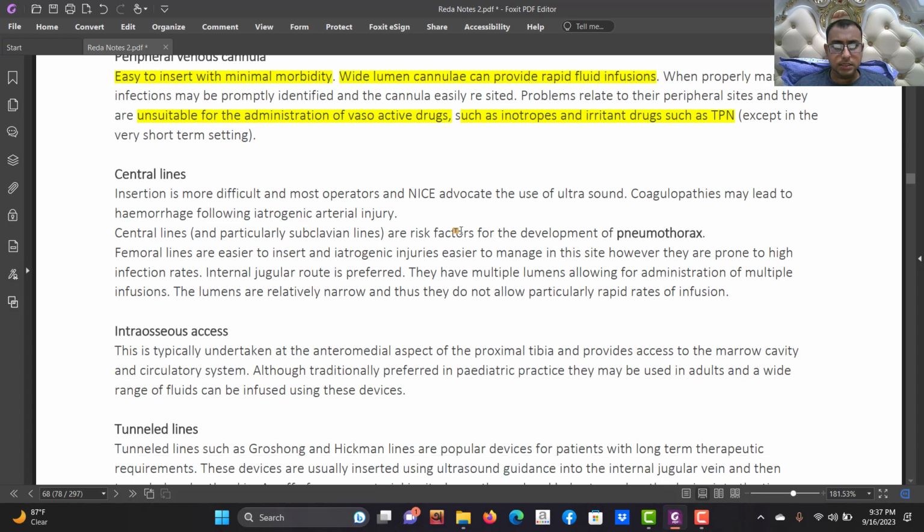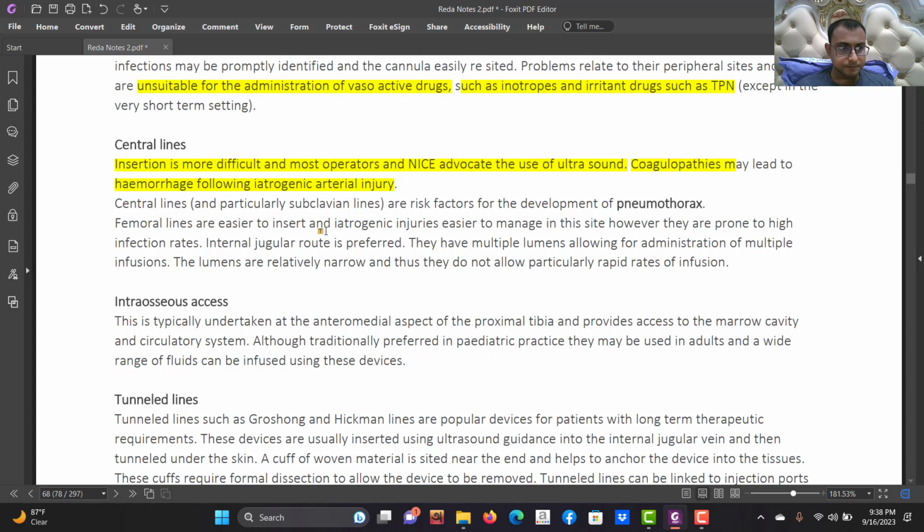Now the central lines, that is the CV line. Insertion is more difficult. Most operators and NICE advocate the use of ultrasound, so ultrasound guided insertion of a CV line, a central line, is advised because it is more difficult to insert. There may be a chance of coagulopathies, which lead to hemorrhage following iatrogenic arterial injury, like the subclavian artery or the internal jugular vein sometimes being pricked. That's why coagulopathies can happen.